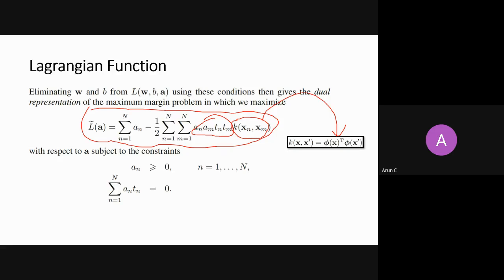Can you type yes or no for this? Very good. Good. Cool.